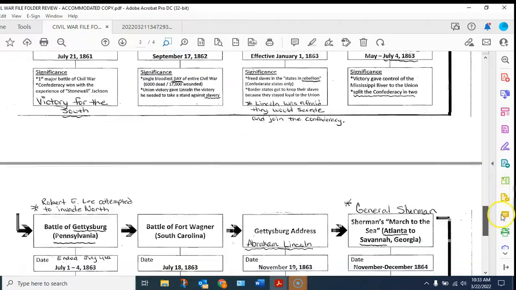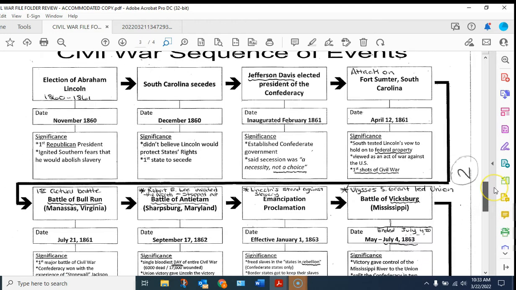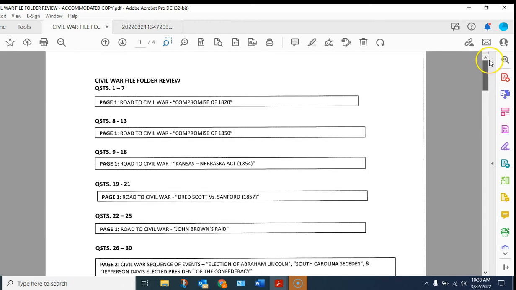This is page 2 and page 3, and you'll notice there are notes in addition to what is from your folder. We broke it down to just these pages and put additional notes on there so you didn't have to flip through the whole folder, to make it easy for you.